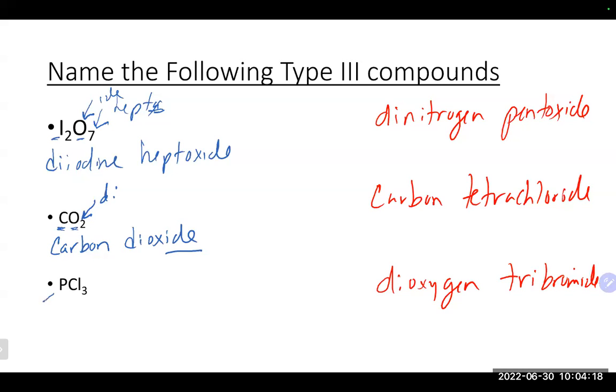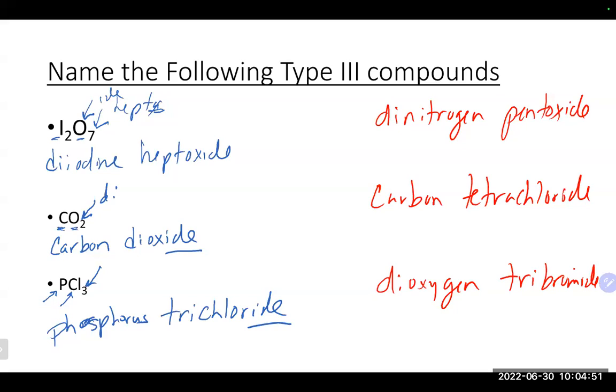Lastly, here on the left, we got phosphorus, which is a nonmetal. We got chlorine, which is a nonmetal. So once again, we only have one phosphorus. So whole name there, phosphorus. And we do have 3 of the chlorines. So that's going to be tri, and the chlorine gets the IDE at the end of it. So phosphorus trichloride. Any questions on any of those names there, how we got them?